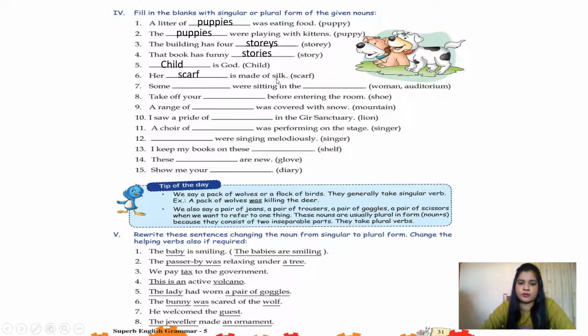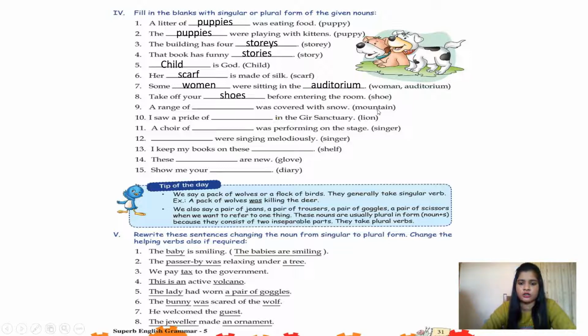Her scarf is made of silk. Silk is singular, so we have written the singular noun. Some women were sitting. See children, were is plural, so what is the plural of woman? Women. Men in the auditorium. Take off your shoes. Children, we always wear a pair of shoes, socks, spectacles, glasses, gloves, etc. So take off your shoes before entering the room.